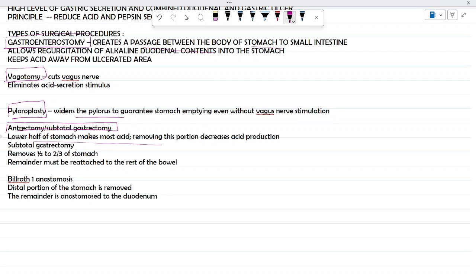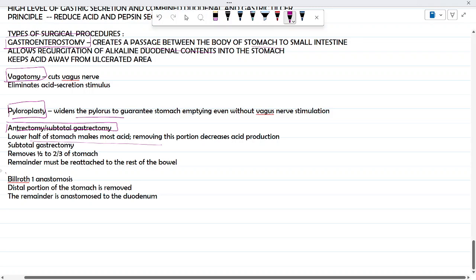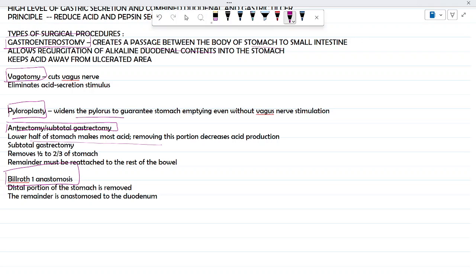Also in subtotal gastrectomy, there is removal of half or two-thirds of the stomach, and the remainder is attached to the rest of the portion. And the last, that is Billroth 1 anastomosis, where the distal portion of the stomach is removed and the remainder is again anastomosed to the duodenum.